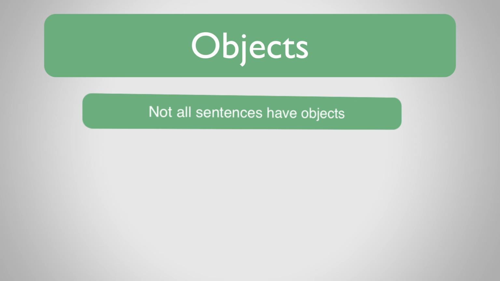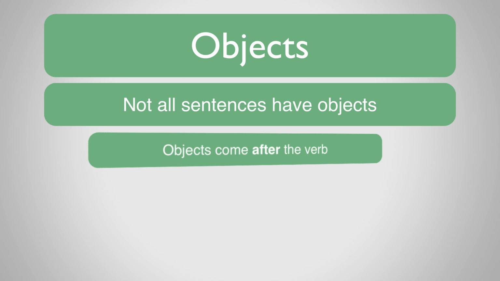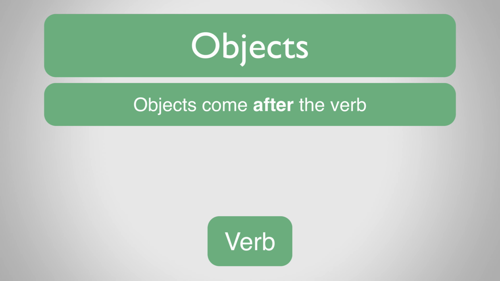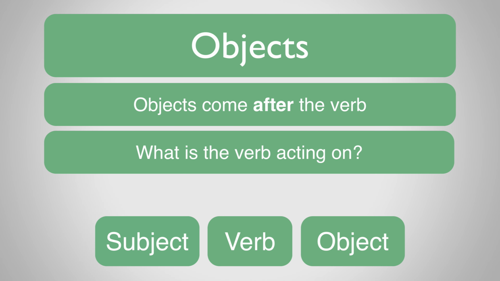Remember, not all sentences have objects. If there is an object, it will come after the verb that is acting upon it. In fact, finding the verb first is a good idea, as it means you can then ask the question, what is the verb acting on? If the answer to this question is found after the verb, then we can say this is the object. If, however, it comes before the verb, we would say this is the subject.